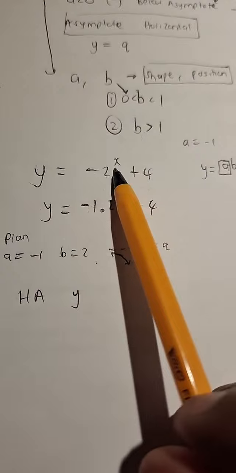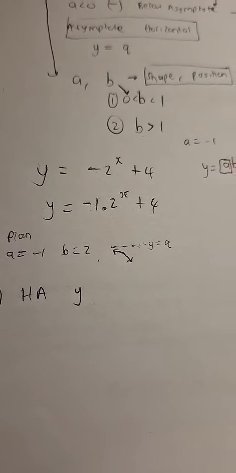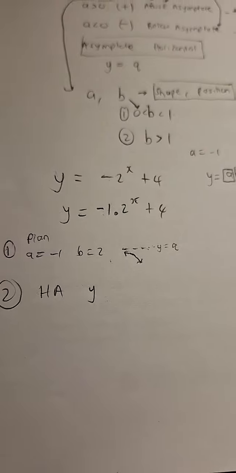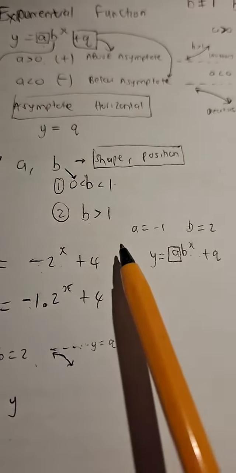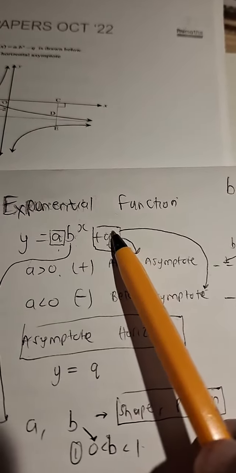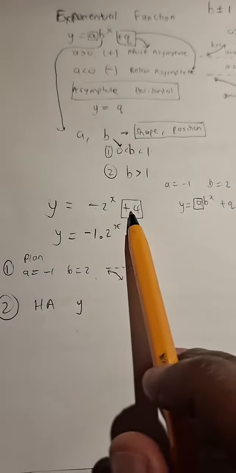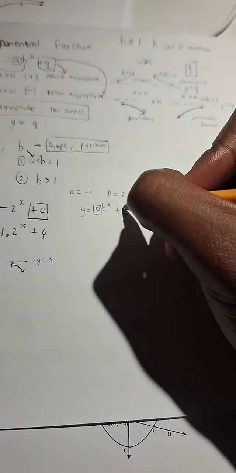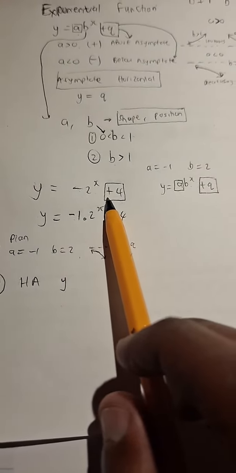y is equal to negative 2 to the power x plus 4. This exponential function, what is the equation of the horizontal asymptote? Okay, so Kelsey says y is equal to q. Now, Kelsey, you are right in saying y is equal to q, but remember, now that we have a specific function, who is in the place of q? Because I don't write y is equal to q, but I write specifically whatever is in the place of the positive q. So what is in the place of q here?